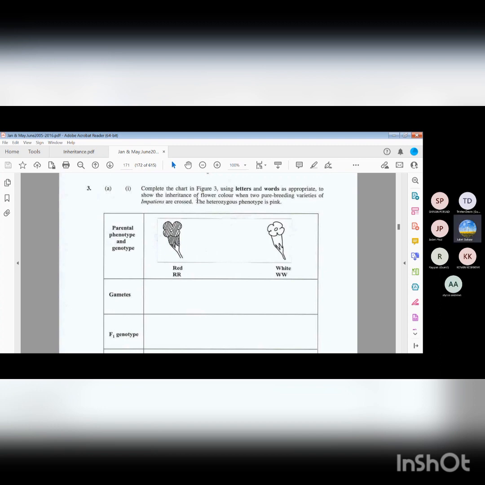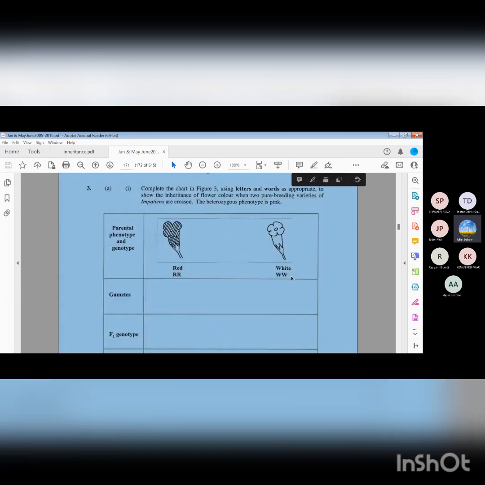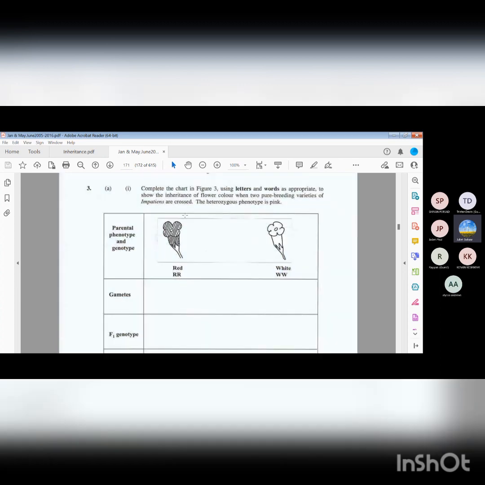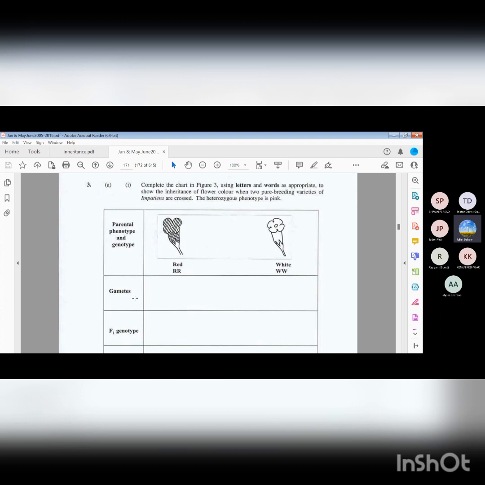What they are saying is the heterozygous phenotype is pink. In order to get that pink color, the red and the white have to blend. So here we have capital R for red, capital W for white. What symbols would you use for pink? R and W. Now use the same terms. So you're going to put parental phenotype, parental genotype, list it out.